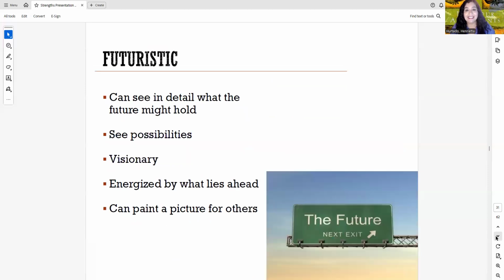Futuristic. You can see in detail what the future might hold. You see possibilities. You're a visionary, energized by what lies ahead, and you can paint a picture for others.